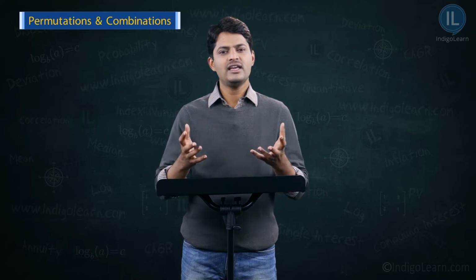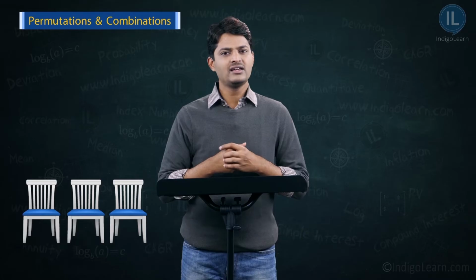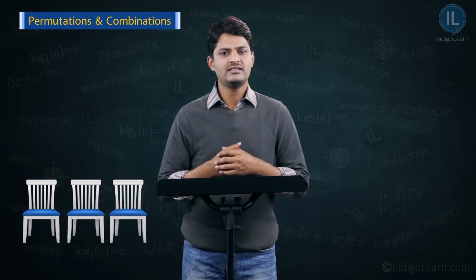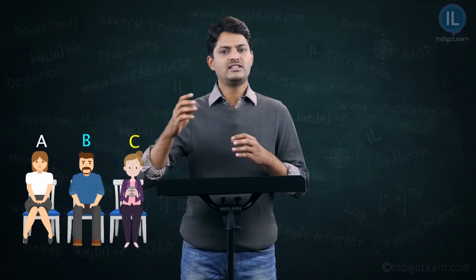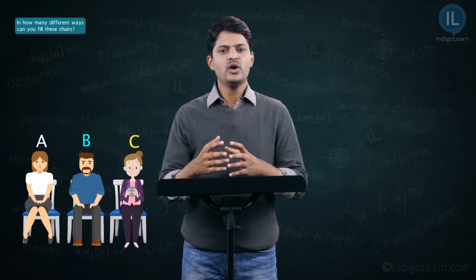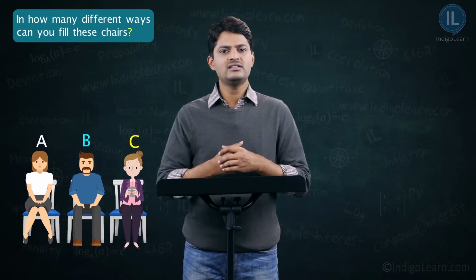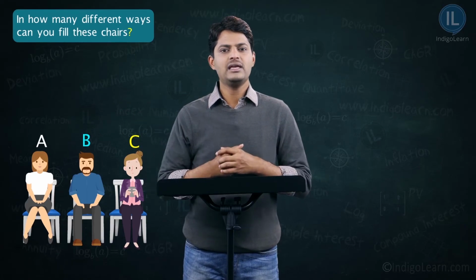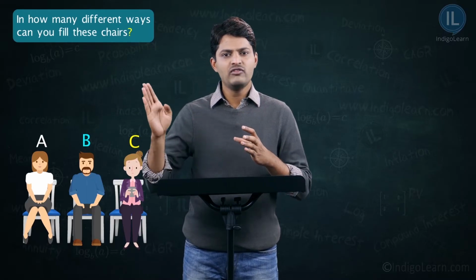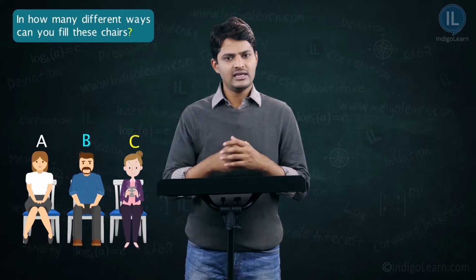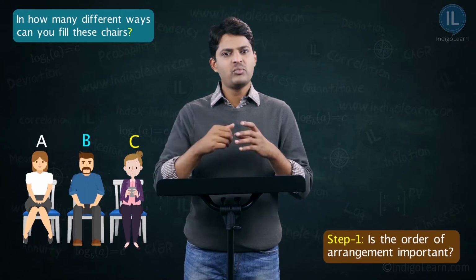Let us say we have 3 seats to be filled, and we have 3 people. Let us say we have A, B and C and we have to fill 3 seats. Now if I ask you, in how many different ways can you fill these 3 seats using the people A, B and C? You might be wondering, how do I fill the 3 seats with A, B, C? Is the order in which I fill A, B, C important?